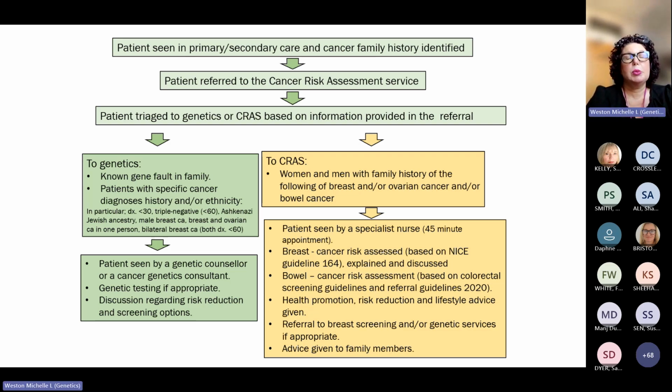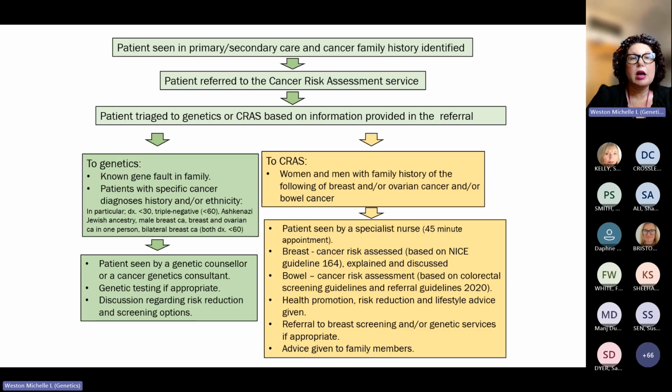Jewish ancestry, we know that there's certain genetic mutations associated with breast cancer genes that are seen more commonly in the Jewish population. So in a genetics appointment, the patient is seen by a genetic counsellor. A 3-generation family tree is collected. If appropriate, genetic testing is offered, and there's a discussion regarding risk reduction and screening options.